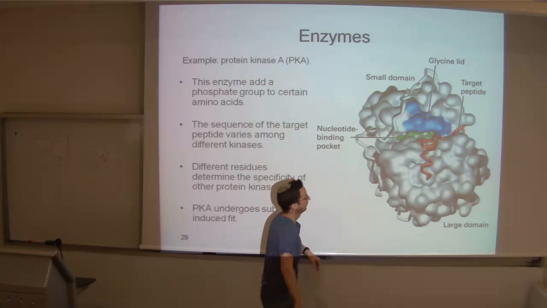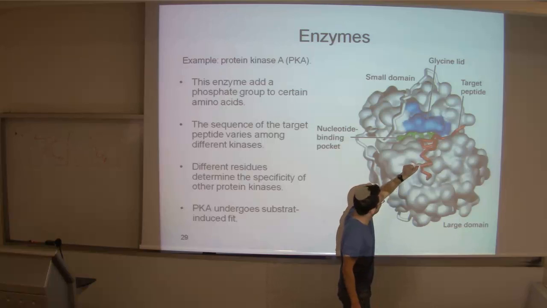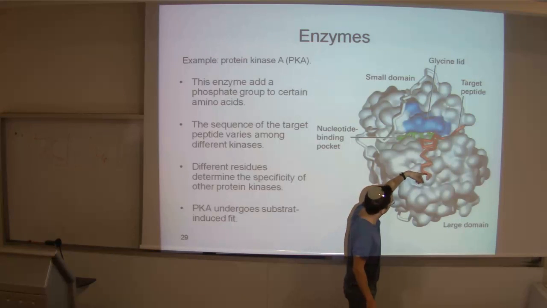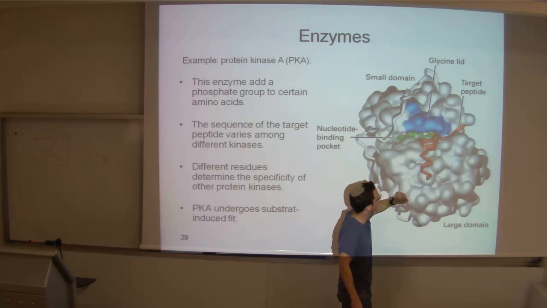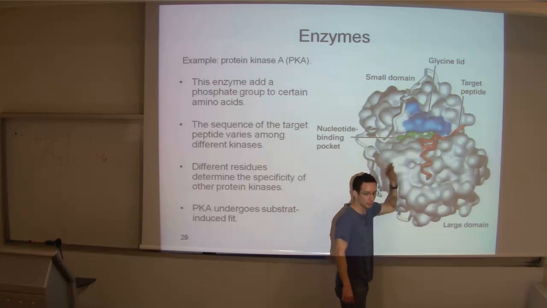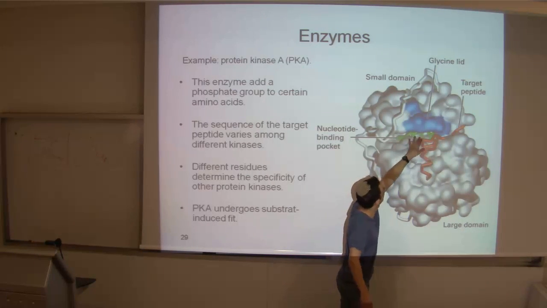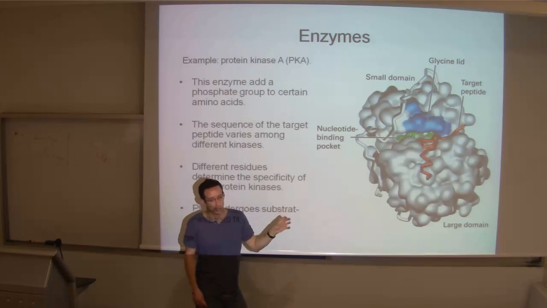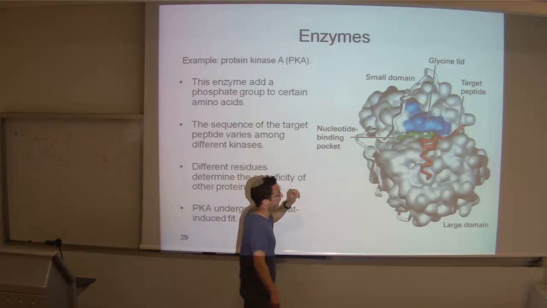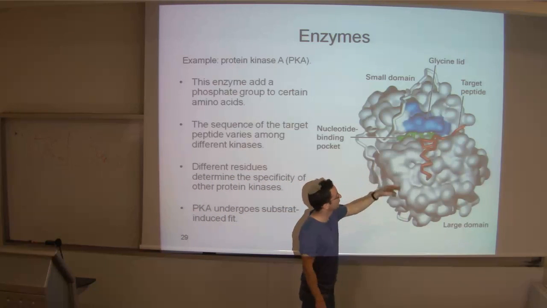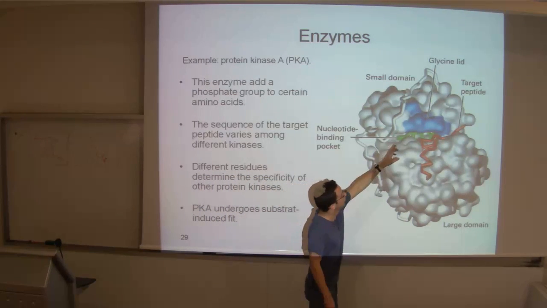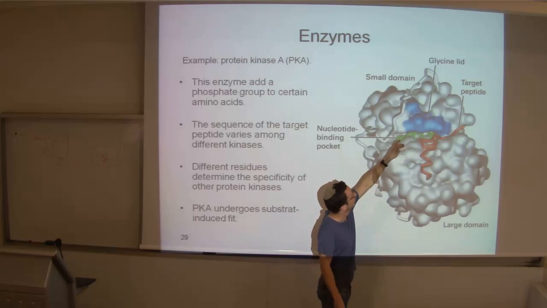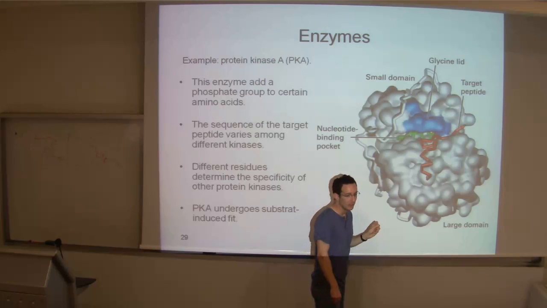The red carbon trace model here is the target peptide, on which a phosphate is going to be added. The green here is the nucleotide from which a phosphate is going to be removed and added again on the target peptide. And the blue region in the PKA is what we call the glycine loop.